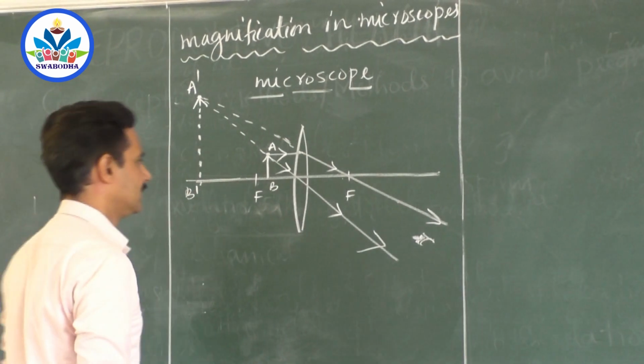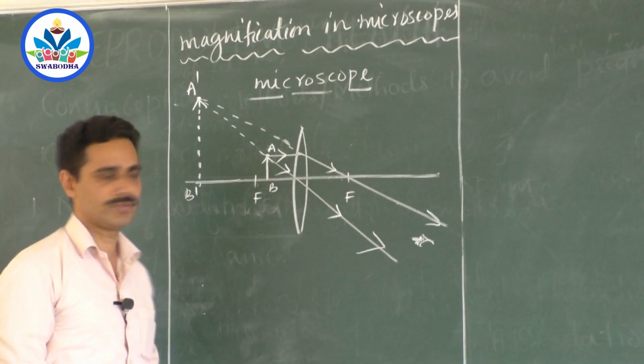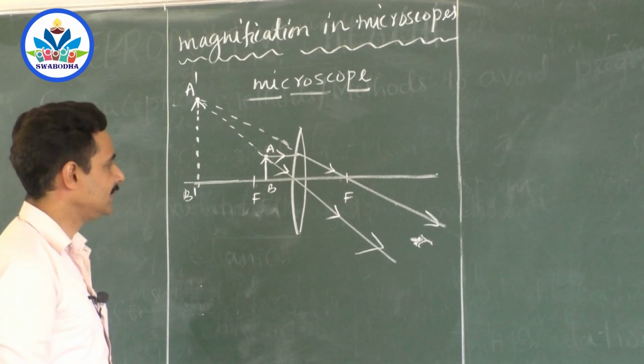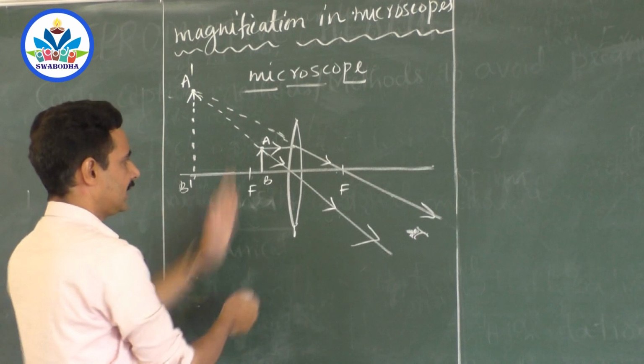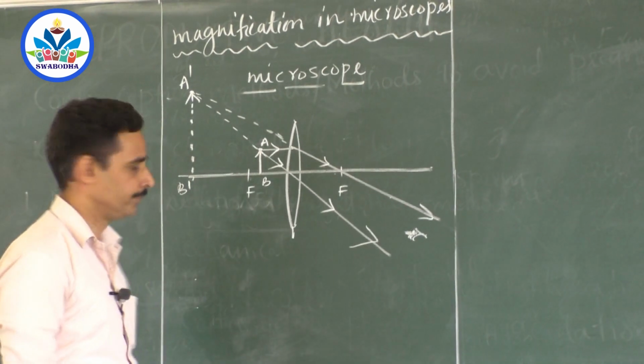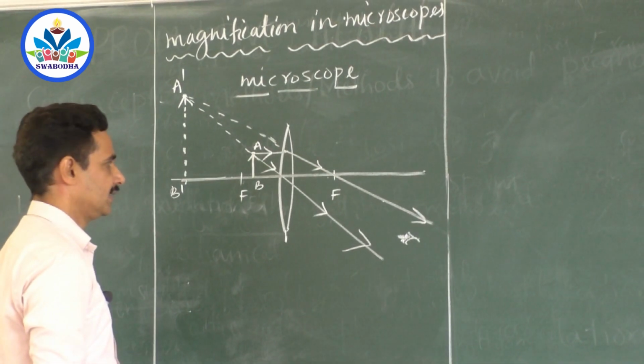So A dash B dash is the virtual, enlarged, direct image formed on the same side as the object. This is the case of the simple microscope. So you have to use the lens and you have to move the lens in such a way that the object lies within the focus. Okay, so what is the magnification involved here?